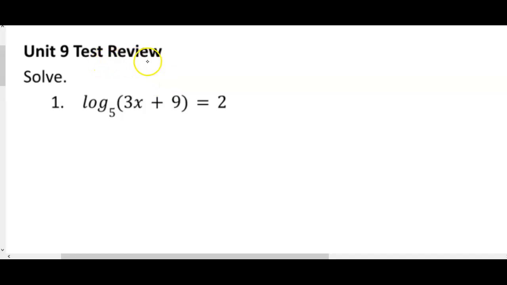All right, Unit 9 test review. Let's get started. Number 1 right here. You obviously can't solve this in its current condition, so you definitely need to rewrite this as an exponent. Let's write down the conversion.